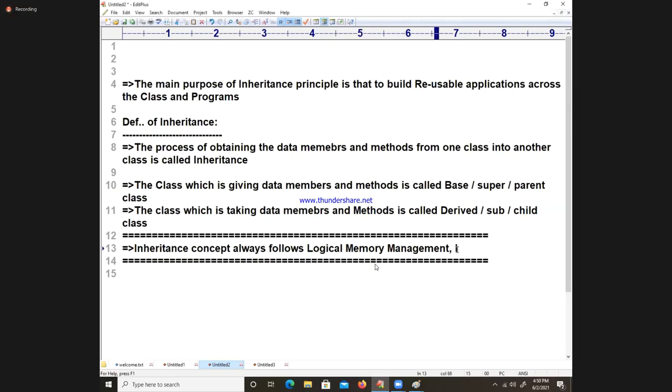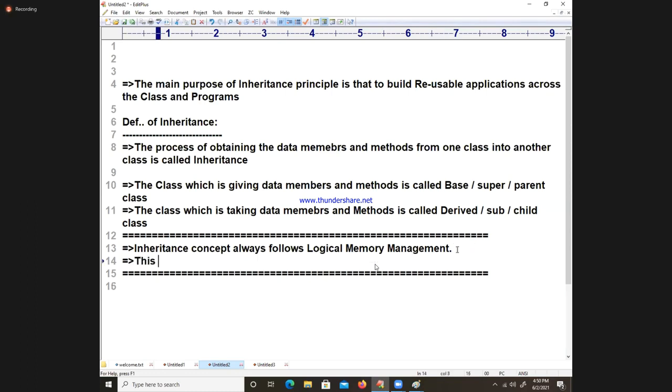It says, this memory management says, separate line I will write. This memory management says what? In double quotes I will write: neither we write physical source code. We don't write any physical source code.